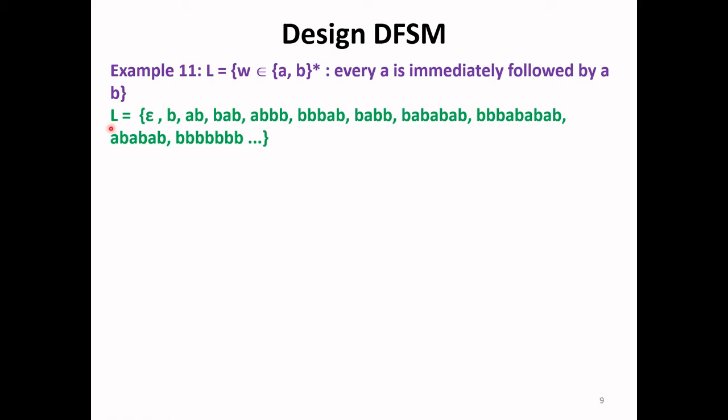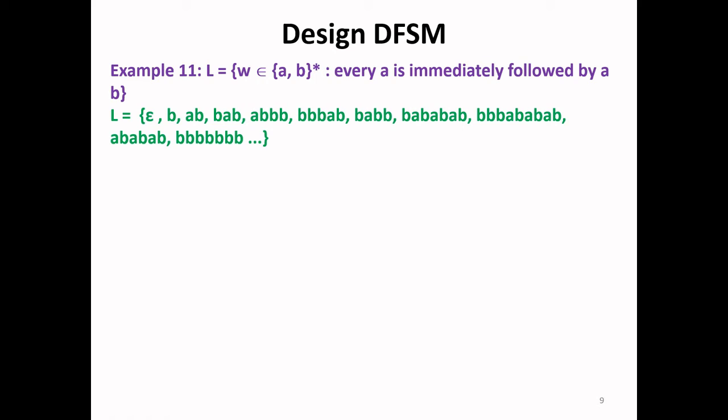So the possible strings in this language are epsilon, where I don't have any A's, a single B or any number of B's. If I have an A, then it must be immediately followed by a B. B, A followed by a B, A followed by a B, and so on. So how to design a DFSM for this particular language?